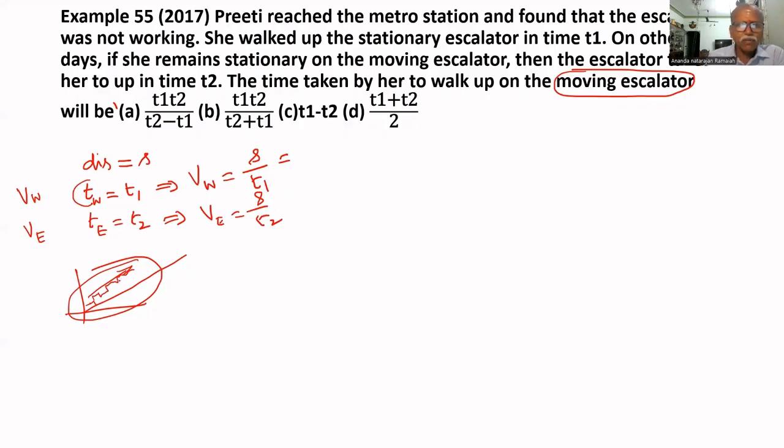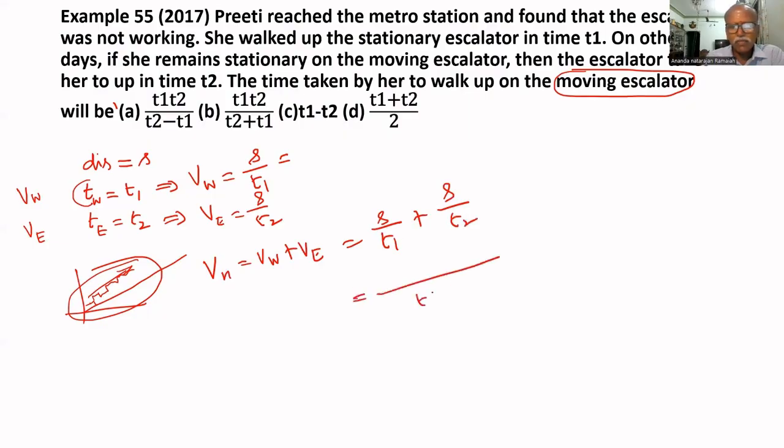Therefore, if the escalator is moving and she is also walking, the velocities add. The new velocity v equals vw plus ve, which is s by t1 plus s by t2. If we take the LCM, we get s t2 plus s t1 over t1 t2, that is s multiplied by t1 plus t2 divided by t1 t2. That is the new velocity.